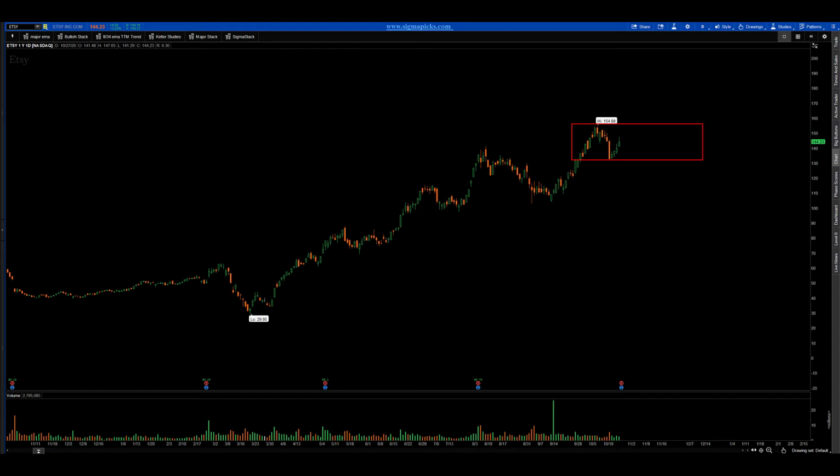The big thing, of course, is the earnings that are coming up. We just have to be aware of it. That's the black swan. Anything could happen. This could happen. It could just gap right up over it.